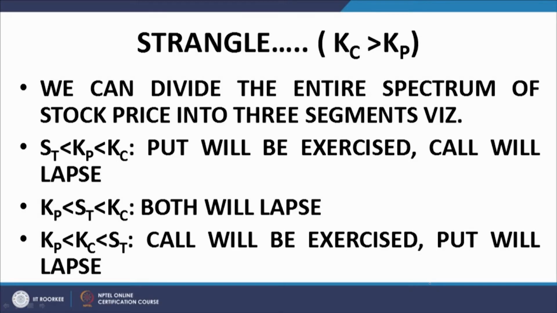Now, in the first case, when 0 is less than S_T is less than K_P, then what happens? The put option will be exercised and the call option will lapse. In the case when K_P is less than S_T is less than K_C, both of the options will lapse, neither the call nor the put will be exercised. And if K_P is less than K_C is less than S_T, the call will be exercised, the put will not be exercised.